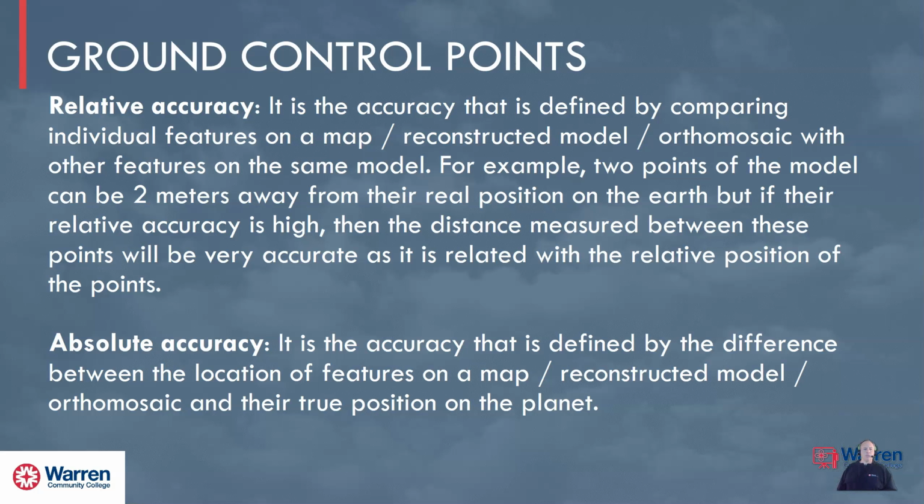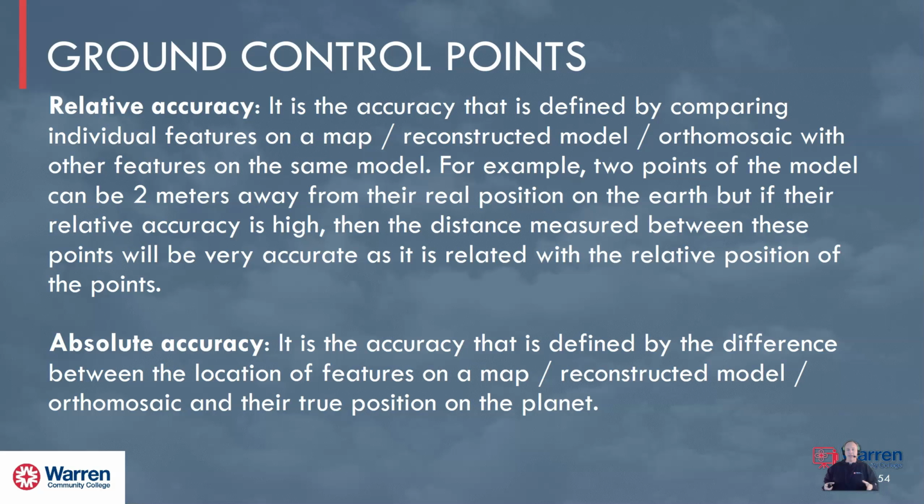When we talk about ground control points, let's talk about relative accuracy and absolute accuracy. So relative accuracy is the accuracy that is defined by comparing individual features on a map, a reconstructed model, or an orthomosaic with other features on the same model. For example, 2 points of the model can be 2 meters away from their real position on Earth, but if their relative accuracy is high, then the distance measured between these points will be very accurate, as it is related with the relative position of the points. What does that mean? That means you can get to, and think of the ground sampling distance, think of whatever measurements you use.